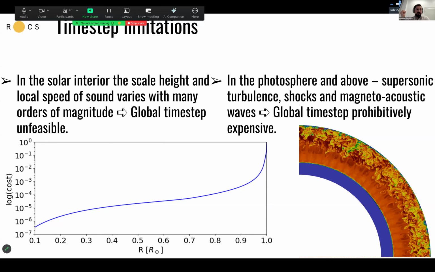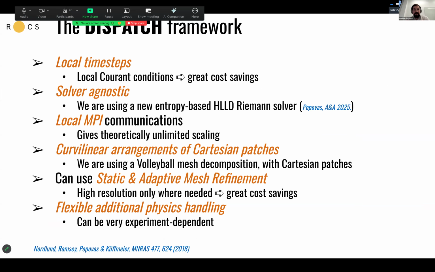And if you run with a global time step, it's really not doable. While in the photosphere and above the photosphere, we have supersonic turbulence, shocks, and magnetoacoustic waves. So even there as well, global time step or very long run times are very expensive. Thus, we are utilizing our framework, which has several benefits and which can potentially allow us to overcome these difficulties.